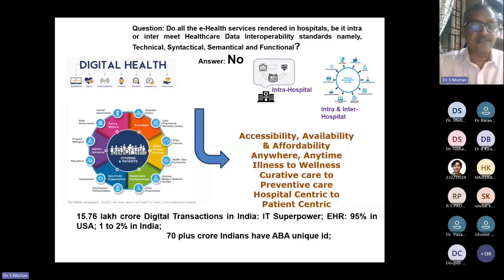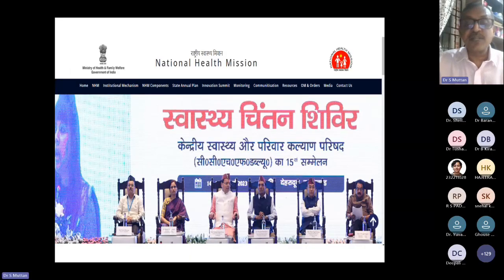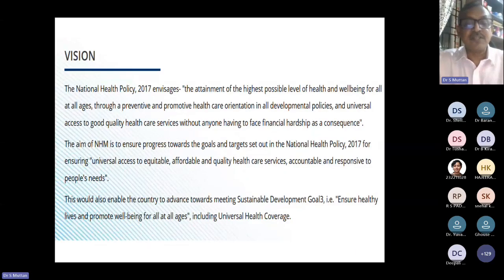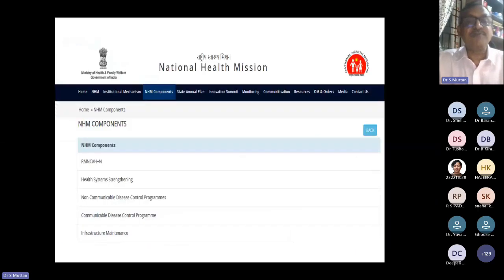That's why I gave the statistics. 15.76 lakh crore digital transactions are happening in India, but unfortunately only 2% is in healthcare, whereas it is 95% in the USA. I think this is just a glimpse. Why I'm giving this is that we have a long way to go. And the National Health Mission has been formed. This is a way forward. These are the people who will be taking India to the next level and will be working along with the top hierarchy. And the vision is, no doubt, to ensure health for all.